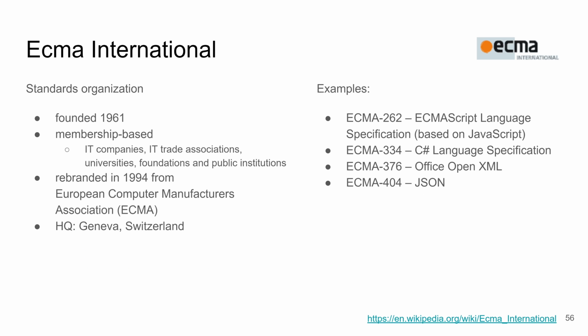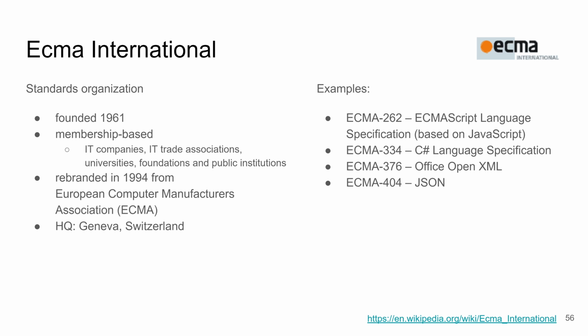And that's not all. There is another standards organization called ECMA. Now, note that all the previous organizations were US-based, United States-based, and ECMA is actually EU-based. So its HQ, headquarters, is in Switzerland. It was founded in 1961. It is also membership-based. So again, companies, universities, and so on pay to be parts of ECMA. And there are some standards that are quite widely used. For instance, the C# language is standardized by ECMA, or the ECMAScript language, which is based on JavaScript, or for instance, JSON is ECMA standard 404, or the Office OpenXML standard.